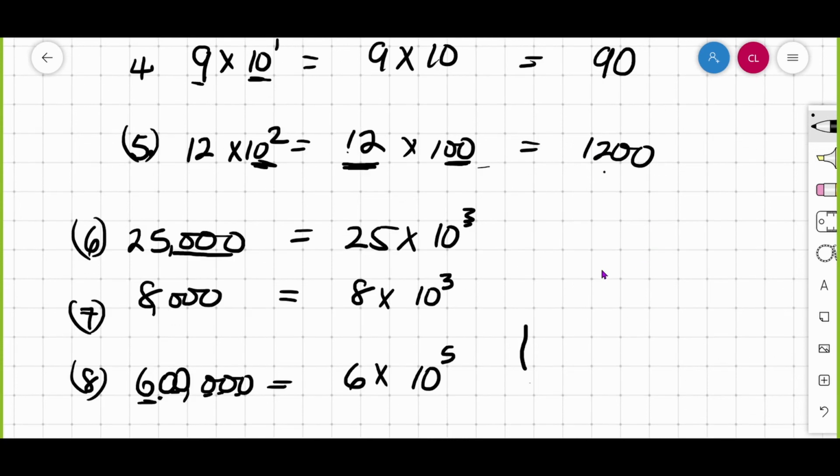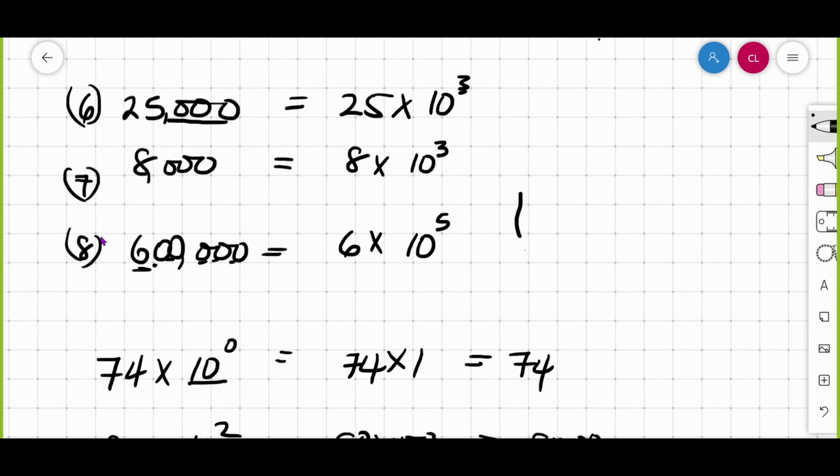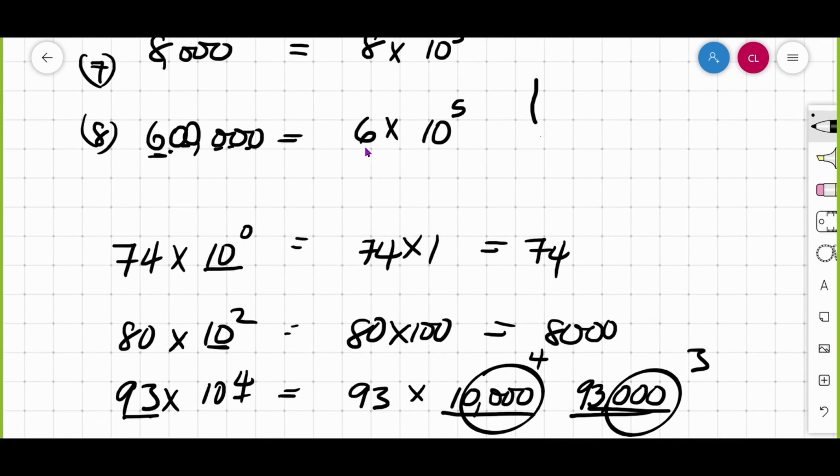All right, cool. So from number 6 on, we were asked to do the opposite now. They gave us a number and we were to change that number into a statement that includes the exponential form. So 25,000 is the same as 25 times 10 to the third power. Good. 8,000 is the same as 8 times 10 to the third power. 600,000 is the same as 6 times 10 to the 4.